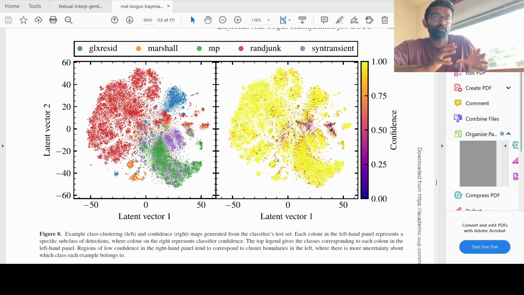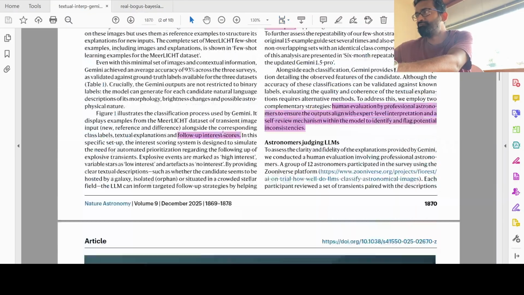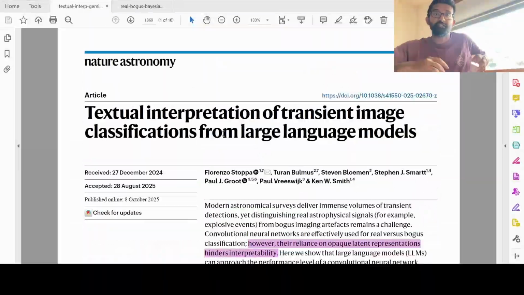This plot alone doesn't tell me what the thinking process of the network was. Of course, I can go to some very deep features, but they're very difficult to interpret, right? So now here comes the idea of the paper that we are going to discuss. Let's read the title of this paper. It's a paper published in Nature Astronomy, and the title says Textual Interpretation of Transient Image Classification from LLMs. So this is a completely new territory.